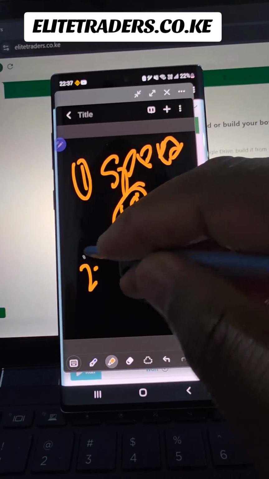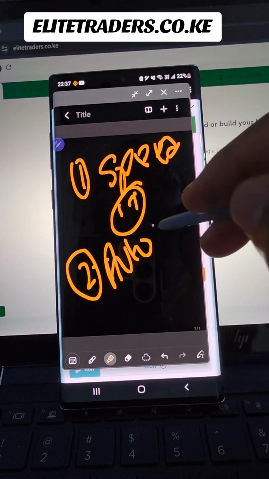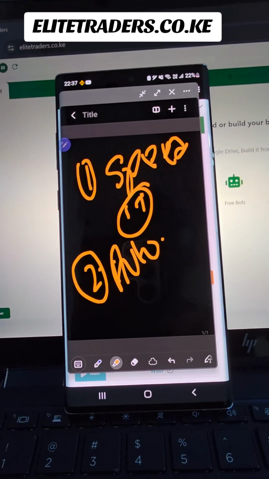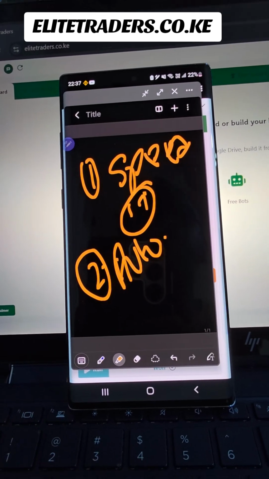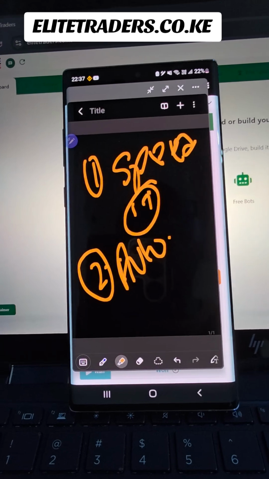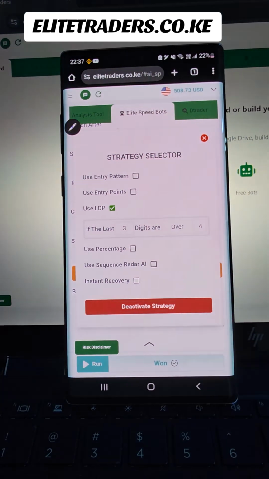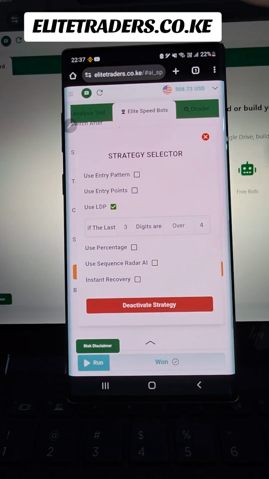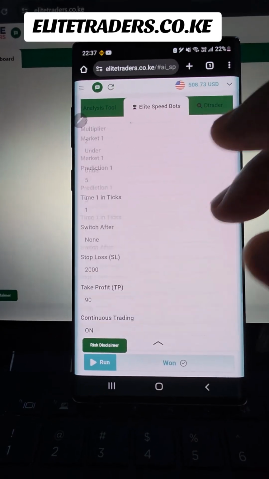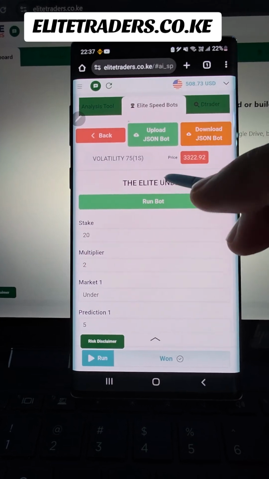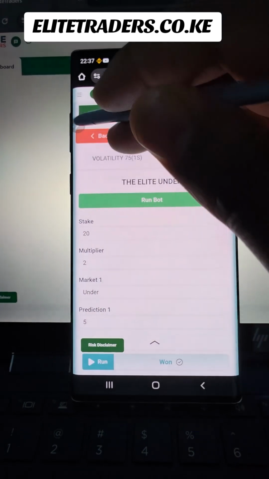Then the second advantage of this robot is that it is auto. Everything is happening automatically, so you really don't have to do any analysis. Your work is very simple. Your job is to do good risk management and stake well, then everything else the robot will do for you. So manage your losses in such a way that you don't lose twice and blow your account. Risk management should always be top notch. This is what I always advise people.